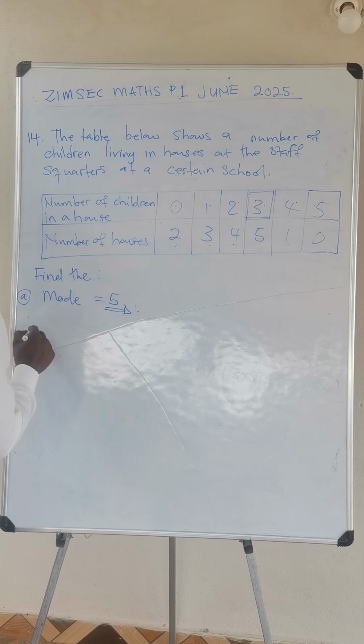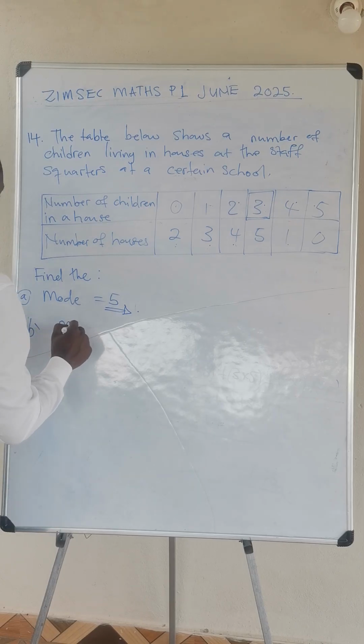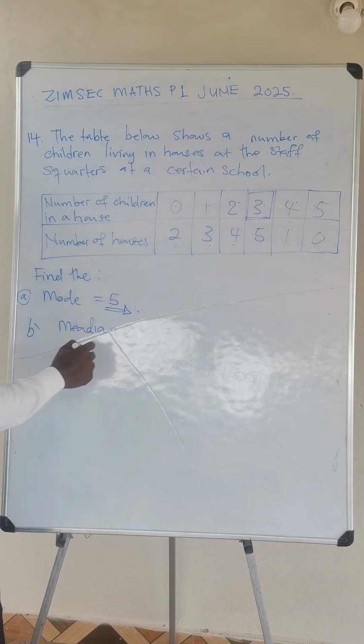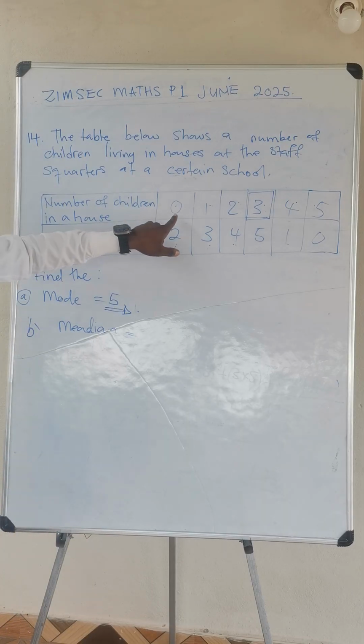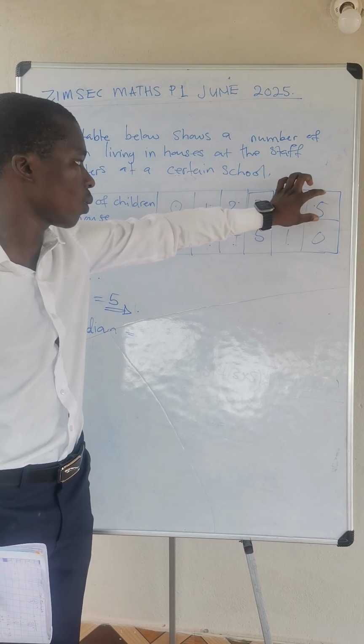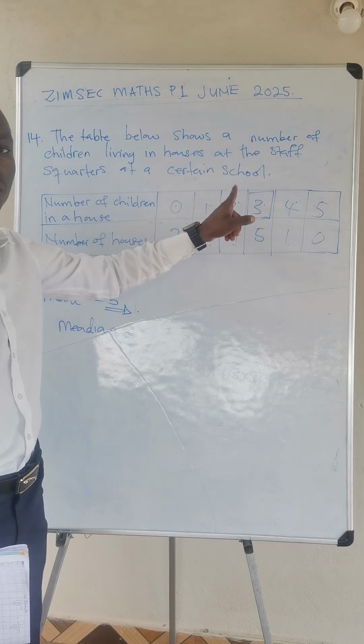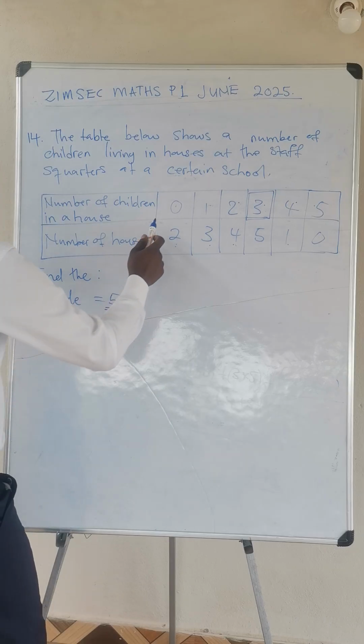Okay, so for B part, it says find the median. What is the median? The number that is found at the middle if we arrange all these numbers in ascending order. So the number that is found at the middle.